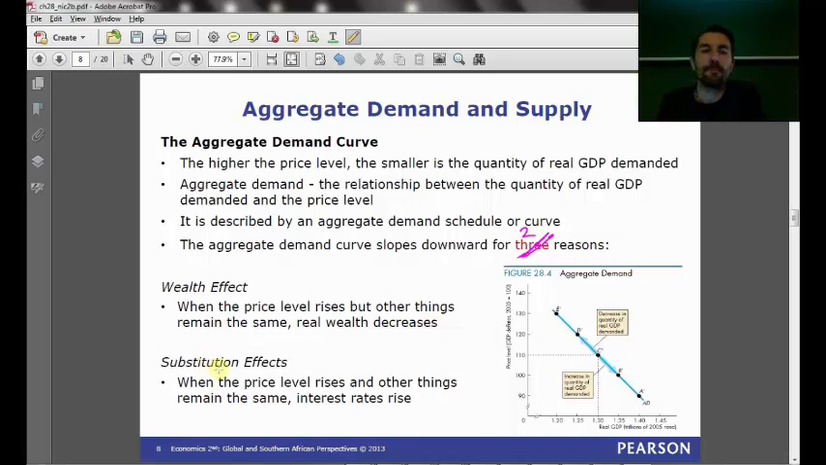When the price level rises but other things remain the same, real wealth decreases because the real value of nominal wealth decreases. So if you're holding your savings as cash, for example, when the price level goes up, the real purchasing power of your cash is less, which means your real savings have decreased. With a decrease in real savings, we spend less.